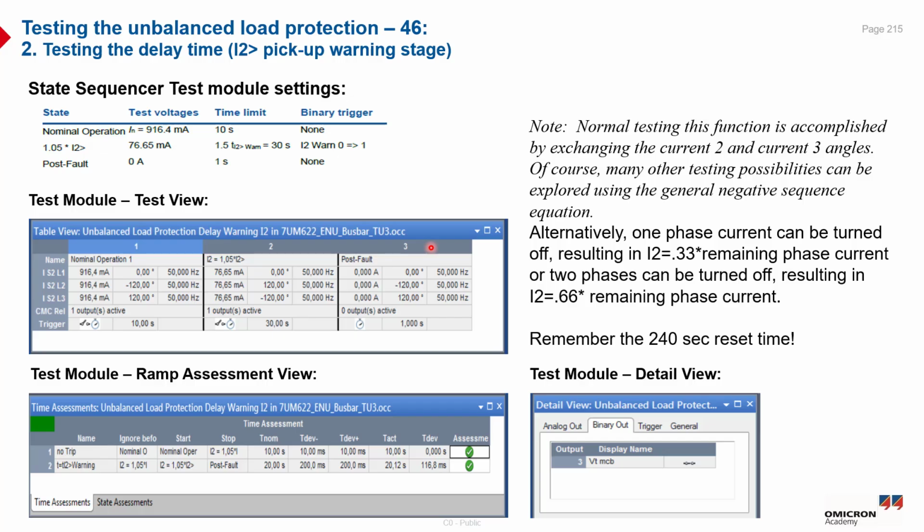And state number 3 is the post fault. Now you can measure the warning time of the stage from state number 2 up to the trip signal or the warning signal of stage number 1. You can see here the expected trip time is about 20 seconds, and here is the allowed tolerance for the trip time, which is 200 milliseconds plus or minus. Then you can assess the time measurement values.